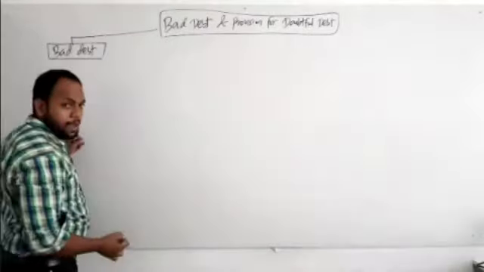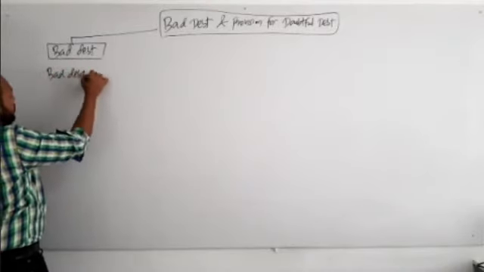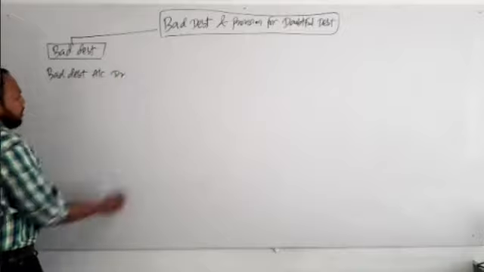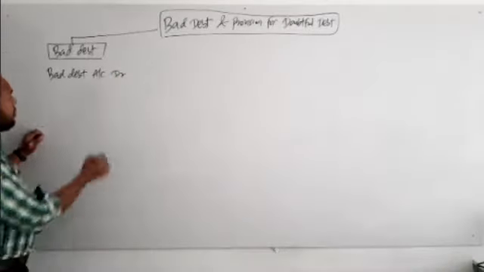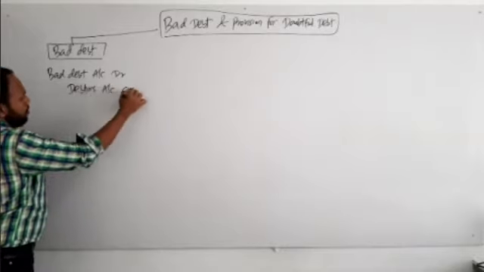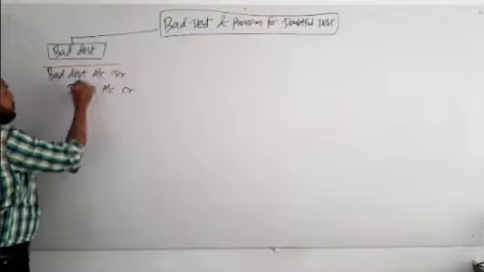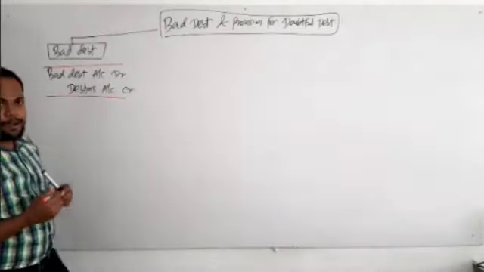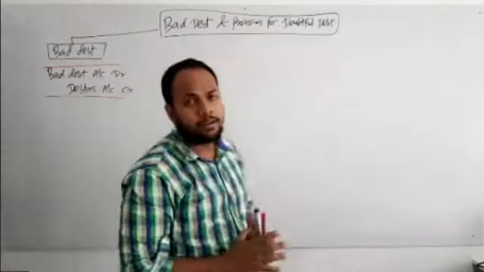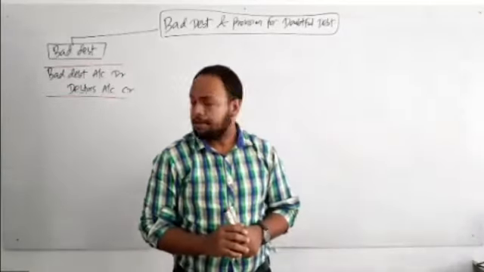Double entry for the bad debt account: debit, because it's an expense. Debtors account credit. Bad debt account debit, debtors account credit. It is an expense. Okay.